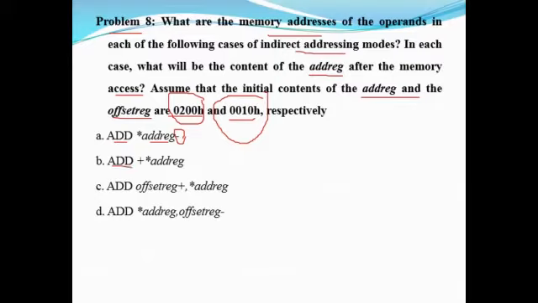The second one is add the same address register, so it is a pre-increment operation which is to be done. Then addition of the offset register with the address register and a post increment operation. Then again addition of the address register and offset register and a post decrement operation to be carried out. So this is the problem statement which is given.